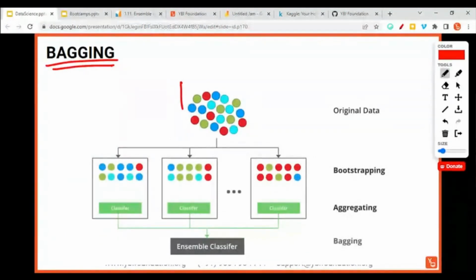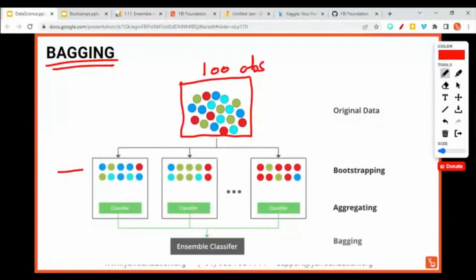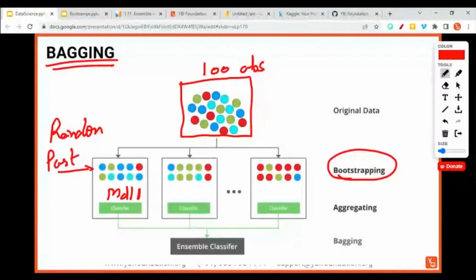Whereas in bagging, the major difference is this. So this is my data set, say for example 100 observations, 100 people. I am using part of the data, some random part of the data, to run model one. This is my model one. Then I am picking, or bootstrapping, randomly some other sample of the data. So this is working on sample one, this is working on sample two, this is working on sample n. Is it okay?